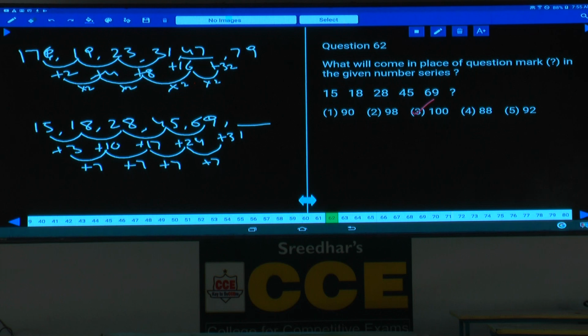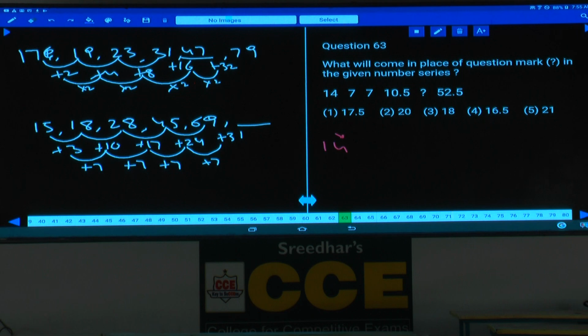Then coming to 63. Now 63: 14 and 7. So how to represent this one? 14 into half is 7. Now this is the only instance where the number is decreased. From there onwards it started increasing, hence we should go for either half or 1. And the next one, 7 into 1 is 7, and 7 into 1.5 is 7 plus 3.5, that is 10.5.